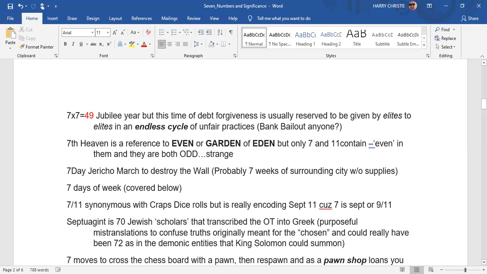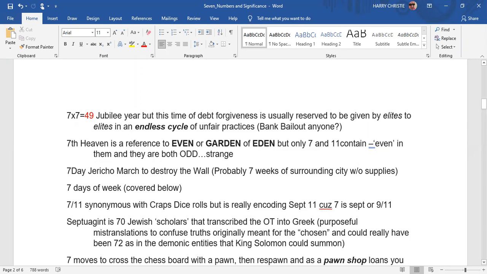Okay, so we can say that the 7-Eleven is synonymous with a gambling game called craps, where you roll the dice and you're trying to either get a 7 or 11, and there are rules to the game that I'm not going to go into. But we know that the 7 used to be the 7th month, not any longer. And so the 7-Eleven really is encoding September, because 7 is sept, and that's encoding 9/11 again. Yep.